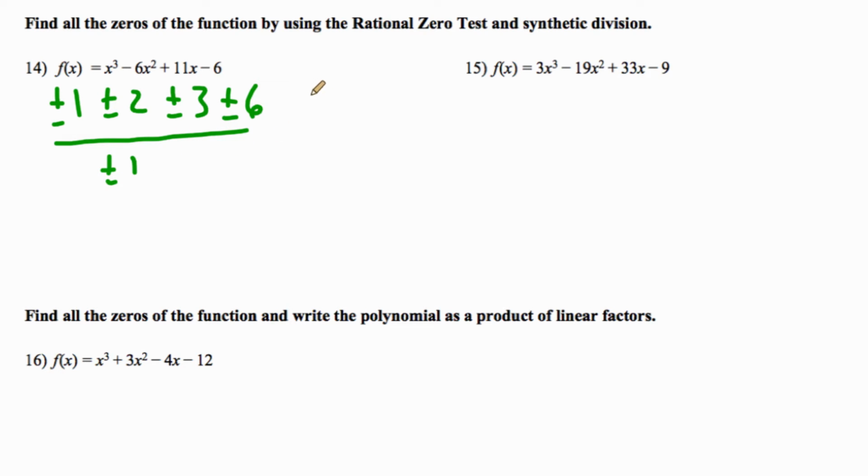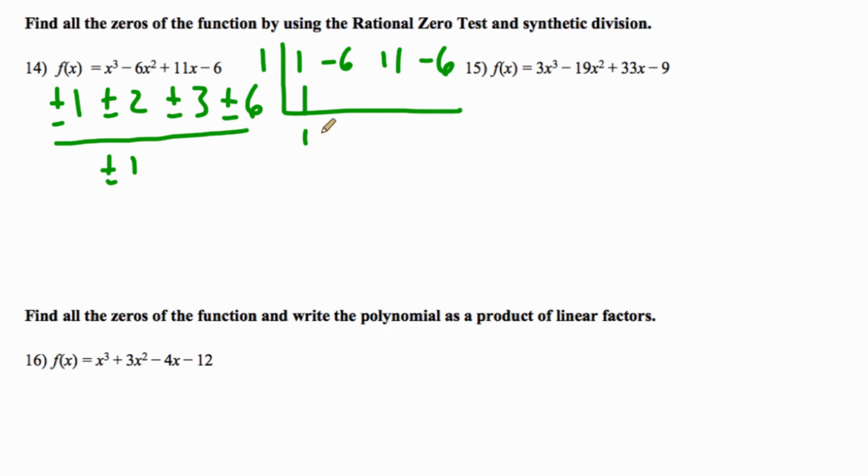We're just going to try out some of these zeros to see if they actually work by using our synthetic division. So setting up the synthetic division, on the inside we'd have 1, -6, 11, and -6. On the outside, we're just going to guess and check one of these. I'm going to start with 1. So let's see if that works.